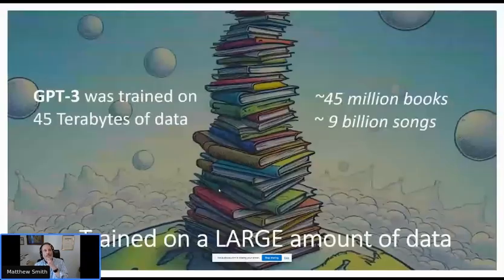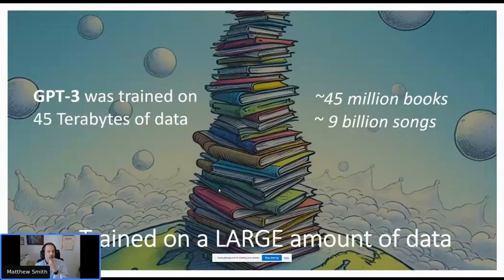And when we say massive amounts of data, it's conceptually tough to get your head around. In 2021, when OpenAI trained GPT-3, I've seen this estimated to be 45 terabytes of data, which is, I guess, equivalent to around 45 million books, for example.